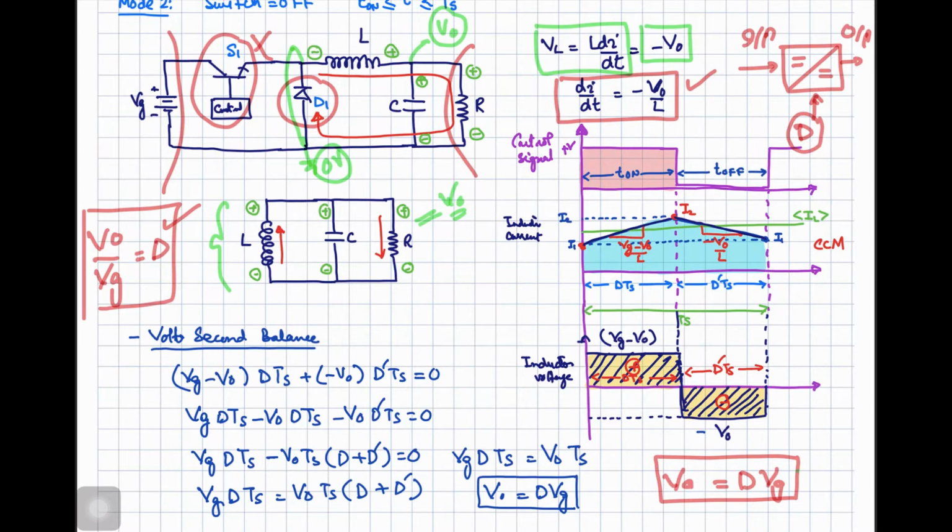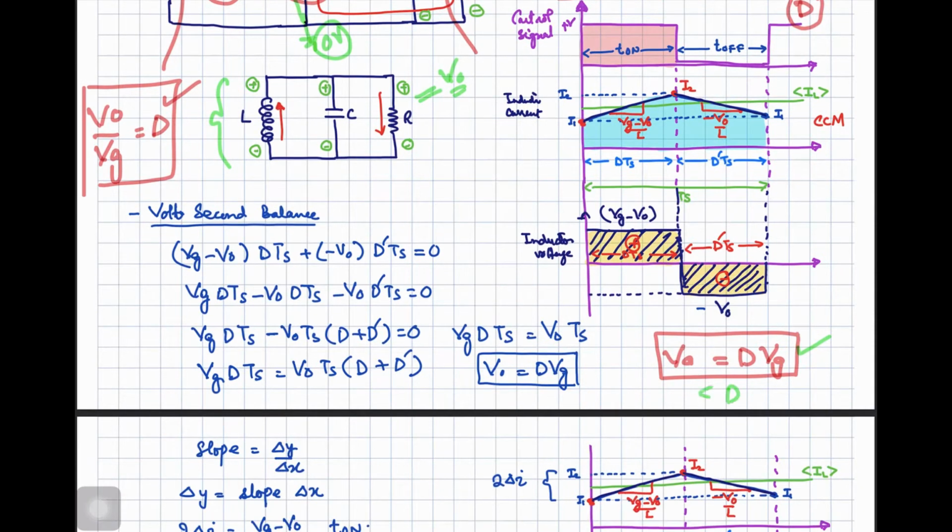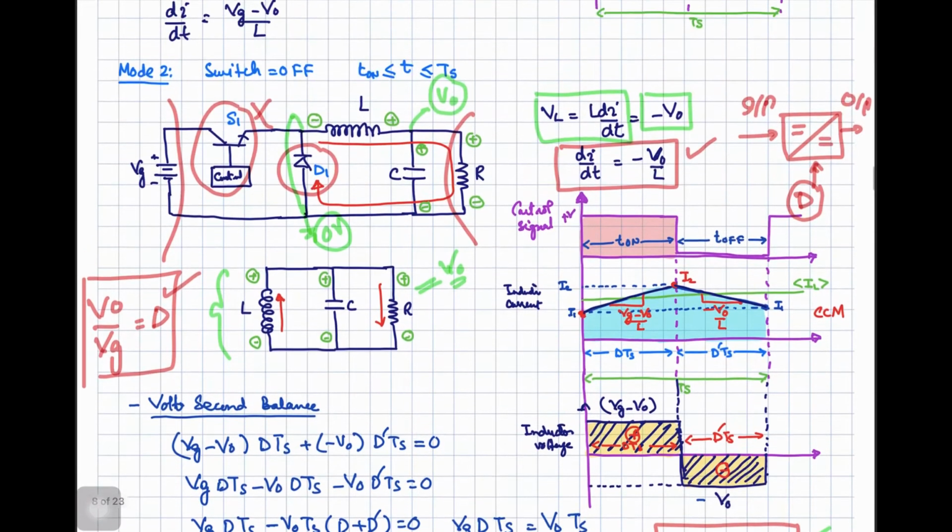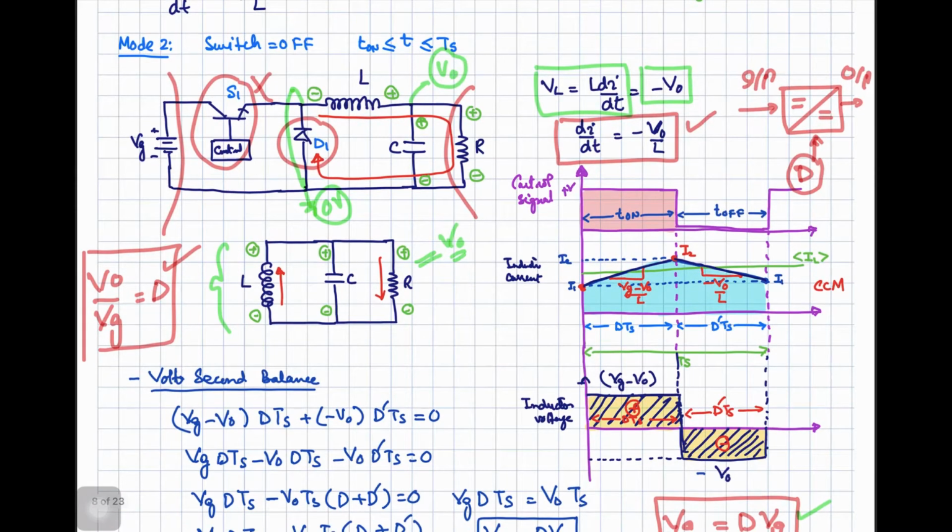And how will it change? It will be like that. Your duty cycle varies between 0 and 1. The minimum value is 0 and the maximum value is 1. So your output voltage will be at most equal to your input voltage, and for any other duty cycle it will be less than the input voltage. That's why we call it the buck converter, because your output voltage is less than the input voltage.